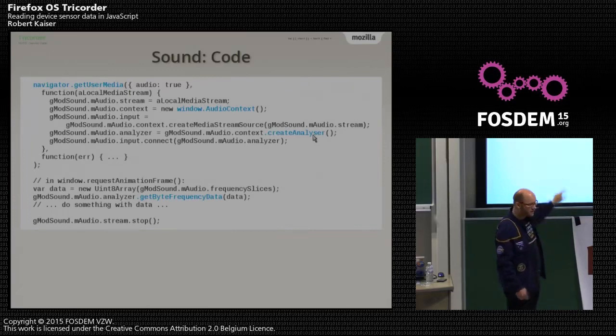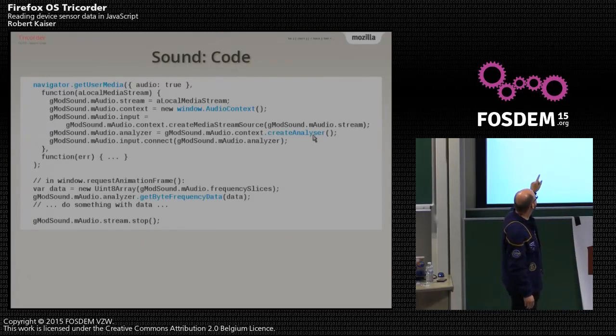Then we create an analyzer so we can actually analyze the data that is coming in. And you'll see there are spelling differences. I'm using American spelling in my variables, but they're using British spelling in the API, so be careful when you write that. You actually need to set up the FFT size and stuff like that of the analyzer, but I don't want to go into those details here. And then you connect the analyzer to the input, and then you're set up, basically.